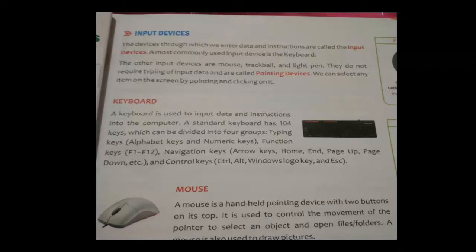Next is the mouse. A mouse is a pointing device which has two buttons, right and left, where the left button is used to select. When we click the left button once, the object will be selected, and clicking twice will open the files and folders.